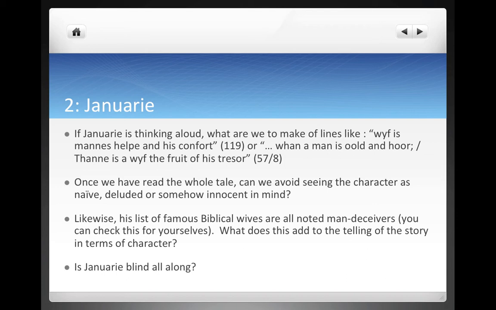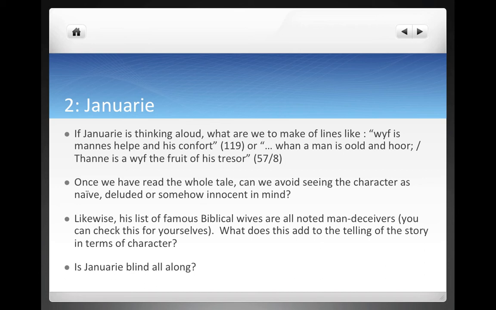Then again, once we've read the whole story, what are we to make of lines like "with his man as helper and his comfort," or "when a man is old and hoar, then is a wife the fruit of his treasure," and so on. It's interesting, once we've read the whole story, to look at this in the idea of the characterization of January as a naive and deluded fool at the centre of this story.